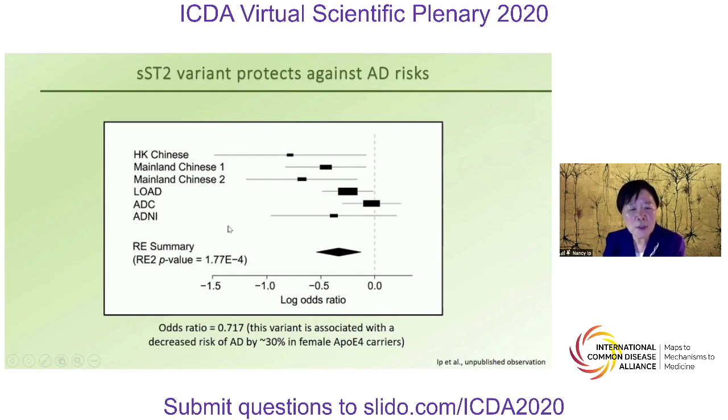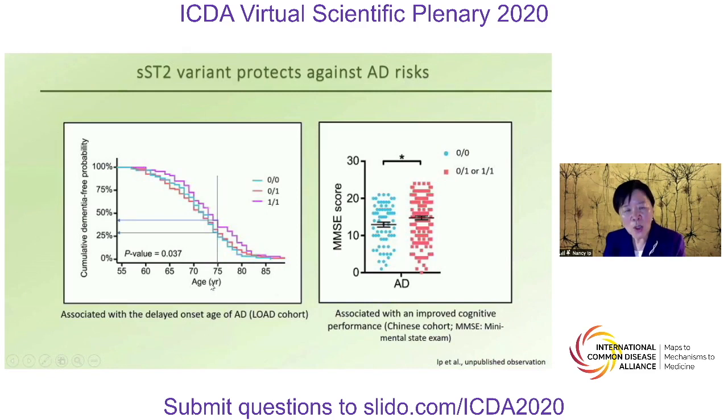And our top SNP actually has a very good association with the reduction in soluble ST2, and it also is associated with a decreased risk of AD with odds ratio of 0.7. So this particular soluble ST2 variant also shows protective effect in terms of the endophenotype.